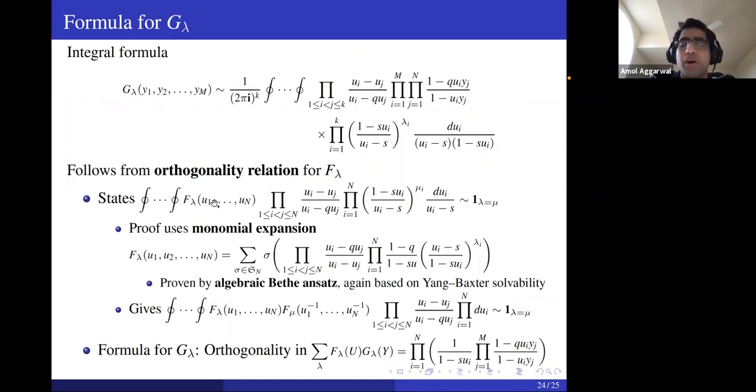It comes from the orthogonality relation for f. What this states is that if I take my f function and integrate it against a certain term, which looks like this: I pick some partition mu and multiply by this cross factor, multiplied by this product of rational functions raised to the mu i, so 1 minus s u_i over u_i minus s, raised to the mu i. If I integrate f against that product, I will get, up to a constant, the indicator function that lambda is equal to mu.